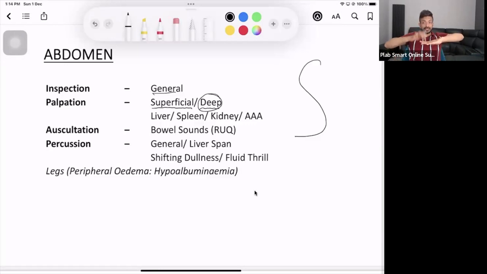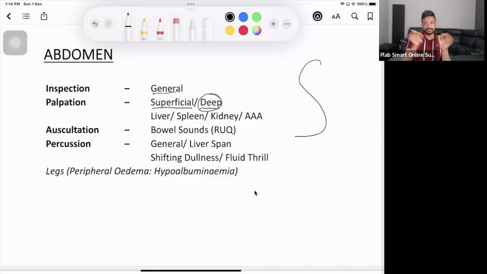So when you're checking the shifting dullness, you go to the opposite side, you keep your hand there, and ask the patient to tilt towards you. And then you will check if the dullness has shifted or not. If needed, if the fluid collection is more, you can check for fluid thrill as well.